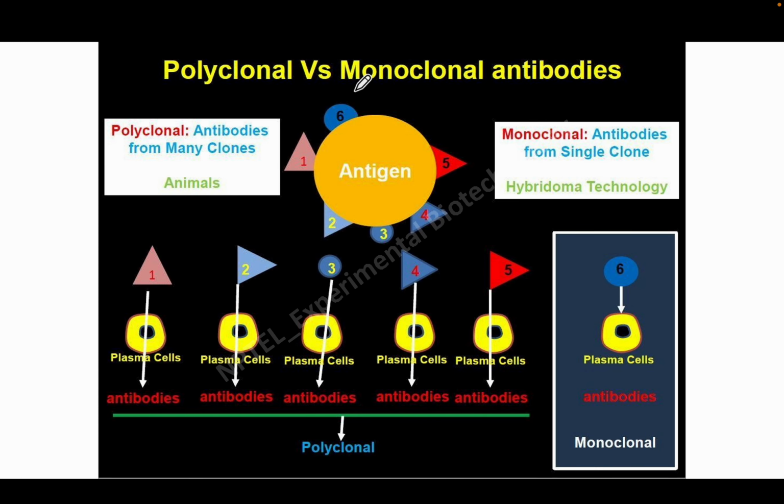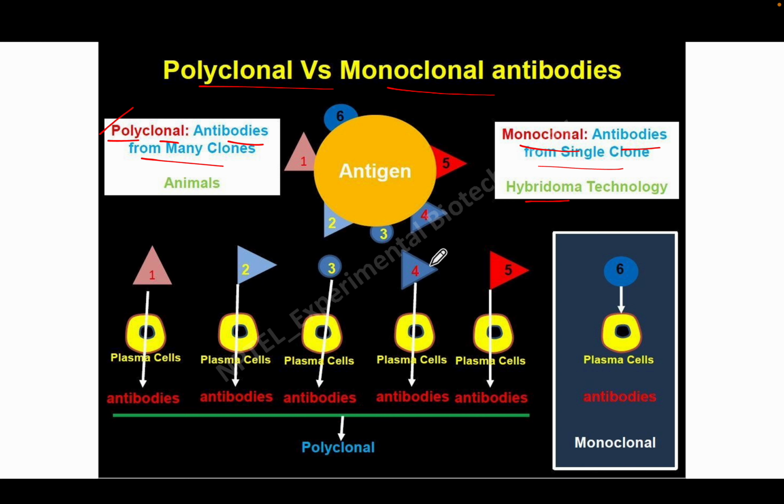Now we'll discuss polyclonal versus monoclonal antibodies. Polyclonal antibodies, what are they? Antibodies from many clones are called polyclonal antibodies, and monoclonal antibodies are from a single clone. So whenever you get an antibody from a single clone, it is monoclonal. You can generate monoclonal antibody using hybridoma technology.